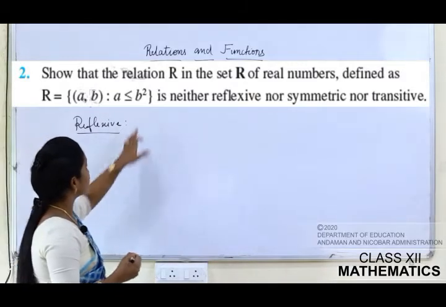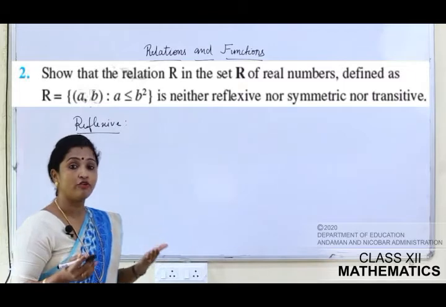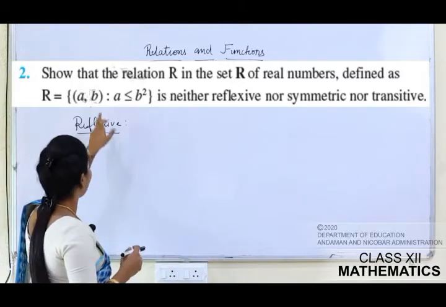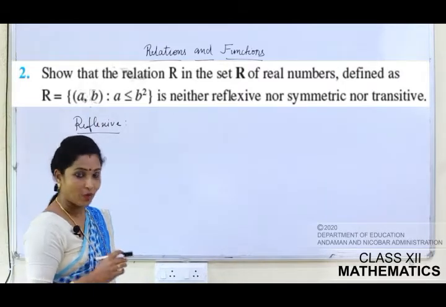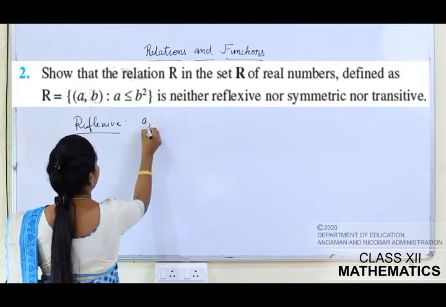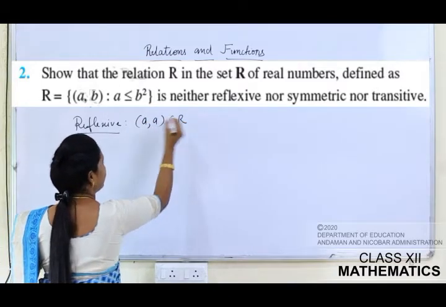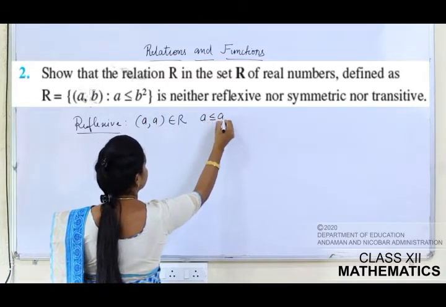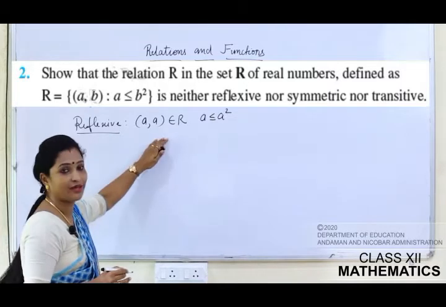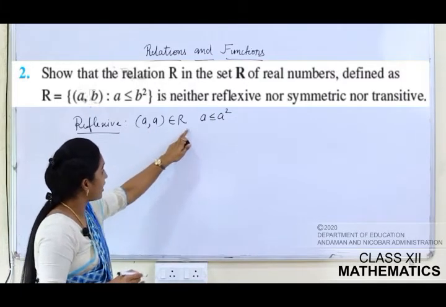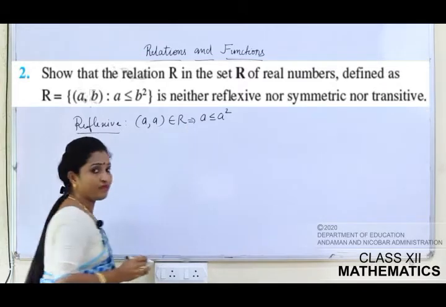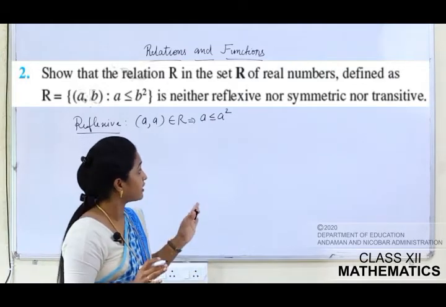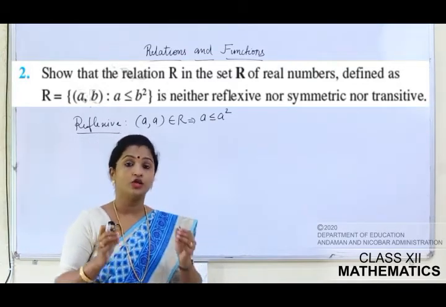Now a ≤ b². What is the meaning of reflexive? The meaning of reflexive is the relation with itself. That means you have to replace this b by a. So if (a, a) belongs to R, then we will see whether a ≤ a². ये possibility है, ये हमें देखना है यहाँ पे. You have to see whether (a, a) belongs to R implies a ≤ a², whether you are getting it or not. And always remember children, whenever you get a question of neither reflexive, nor transitive, nor symmetric, आपको प्रूफ करना है ना, you have to quote an example.